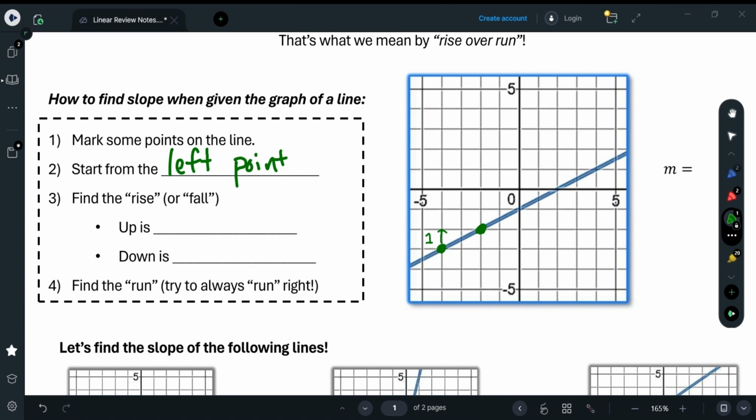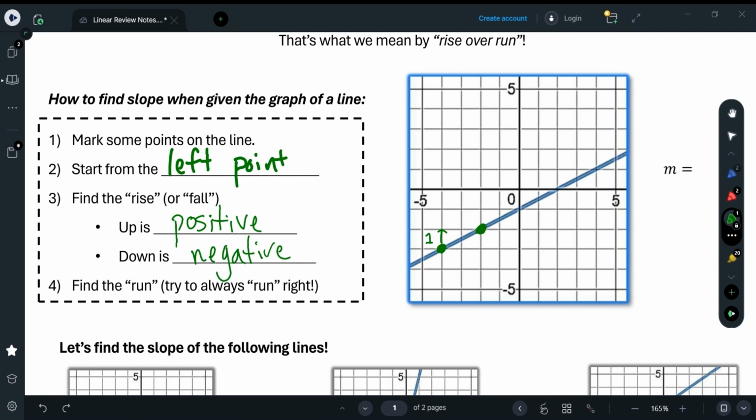Okay, and let's see. I guess to fill this in, let's fill this part in. Find the rise. Up is positive. This is what we want to put in here. If we're going up, it's going to be a positive number. If we're going down, it's going to be a negative number. So here, this is a positive 1.